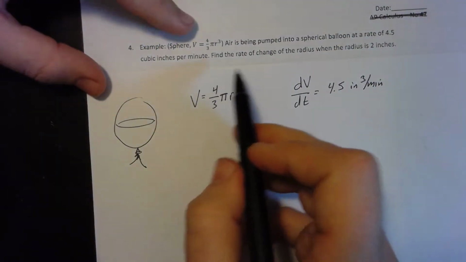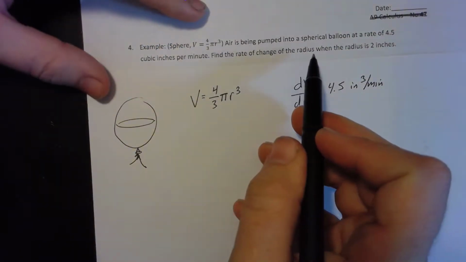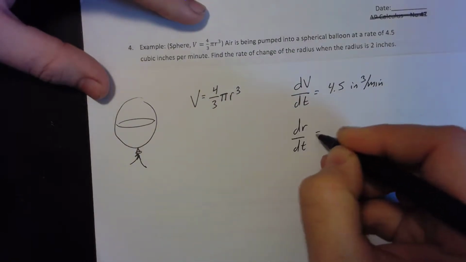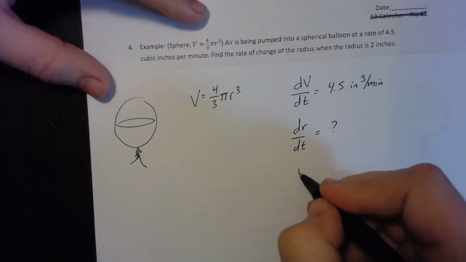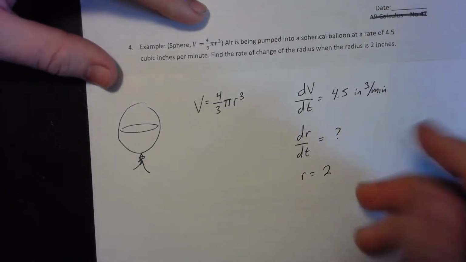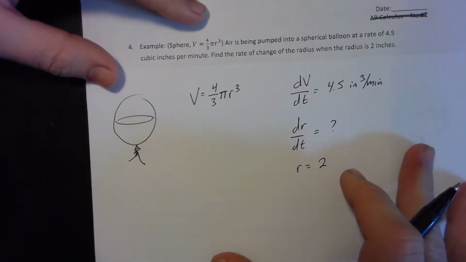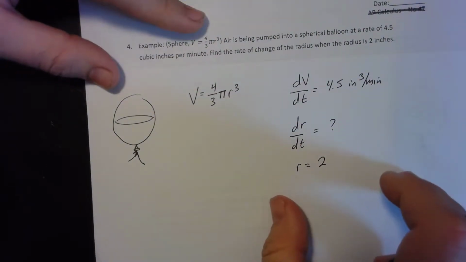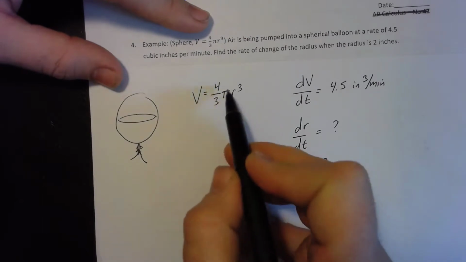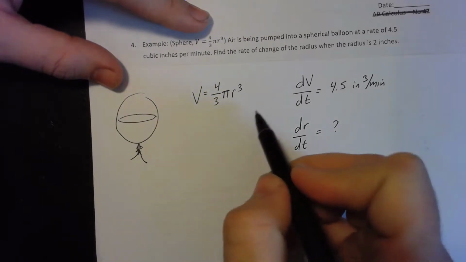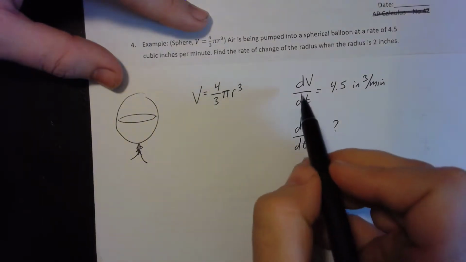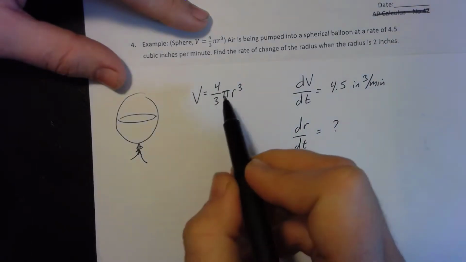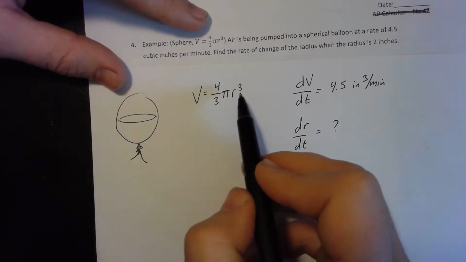It says find the rate of change of the radius when the radius is 2 inches. So I want dr dt when r is 2. Keep in mind, step 1 to every one of these problems is to identify all the pieces of information that I have, but then come back here and take the derivative, because we don't have a formula right now that relates dV dt and dr dt, which is what we're looking for.